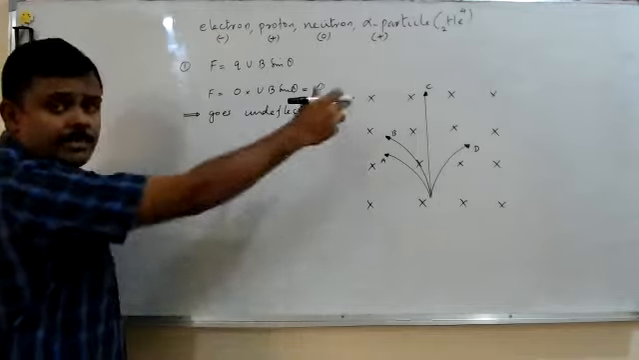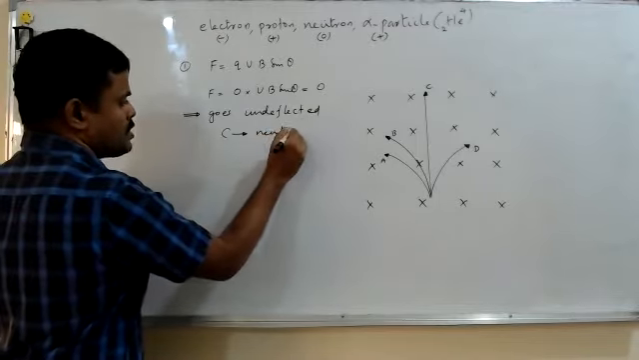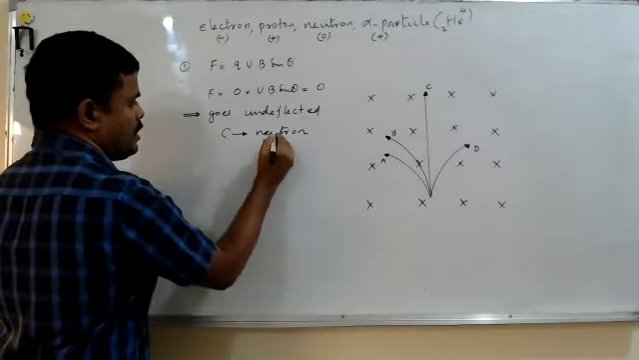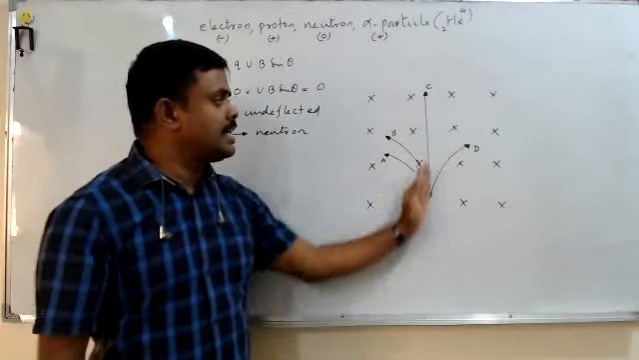So we are certain about C now. C must be what now? C must be a neutron. I'm done with first part. So C is a neutron because C goes undeflected.